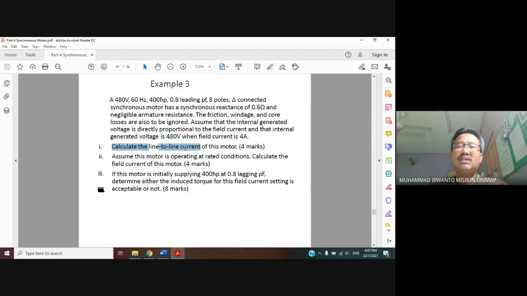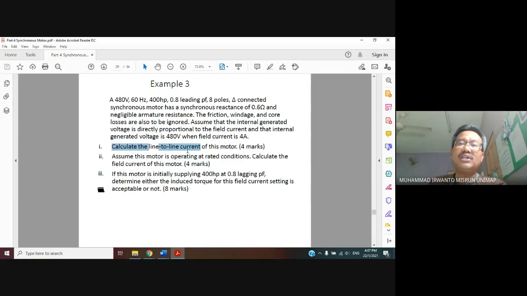It is better to just say line current. I think line to line is not there. Line current. Calculate the line current of this motor. Line to line is for voltage. Line current for the motor.